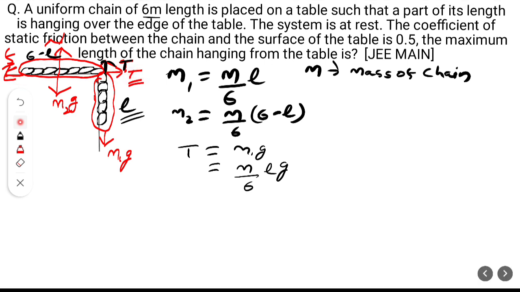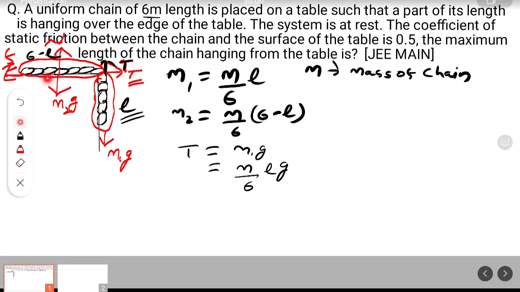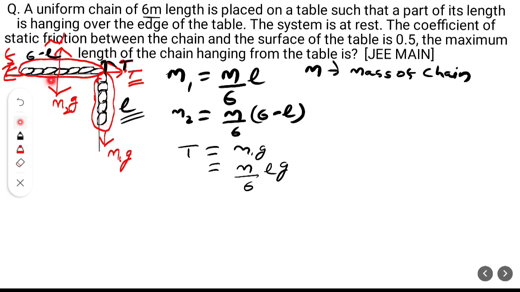The maximum value of frictional force should be able to cancel this tension; only then will the chain remain on the table. Otherwise it will roll over and fall down. So the maximum friction, F max, is equal to mu N. Mu is 0.5. What is the normal? The normal is m2g.